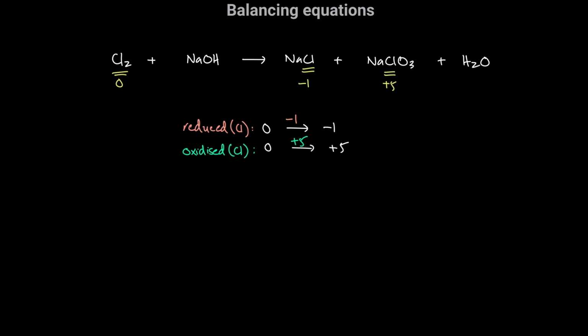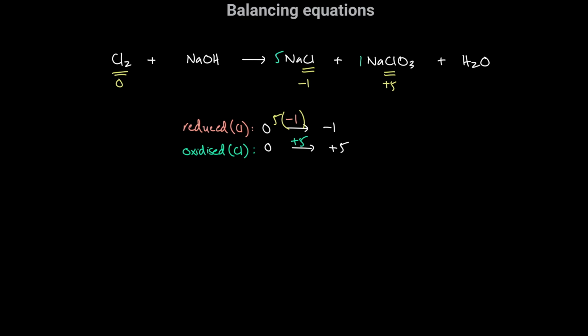So over here, we can say that for every one chlorine atom that's oxidized, 5 of them will be reduced, again because the changes in oxidation number have to balance. So for every one chlorine atom that's losing 5 electrons, 5 will gain 1 electron each. So for every one chlorine atom that has an oxidation number of +5, 5 of them will have an oxidation number of -1.